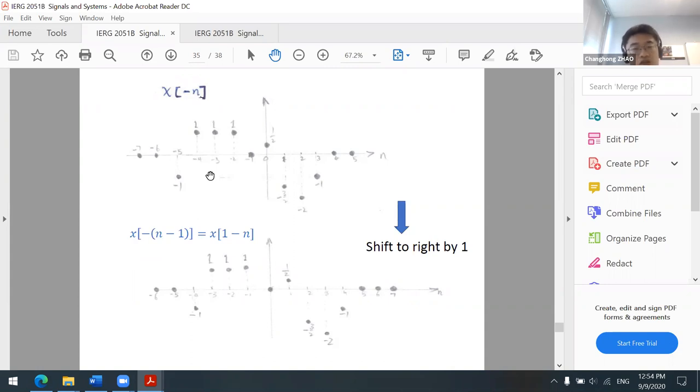And this shift should not be hard to understand, because originally at the point n equals zero, we have x of minus n equals one over two. Then the new signal, this value should be shifted one unit to the right, in other words, to the point where n equals one. And everything keeps the same shape, but shifted to the right. This is the shift.